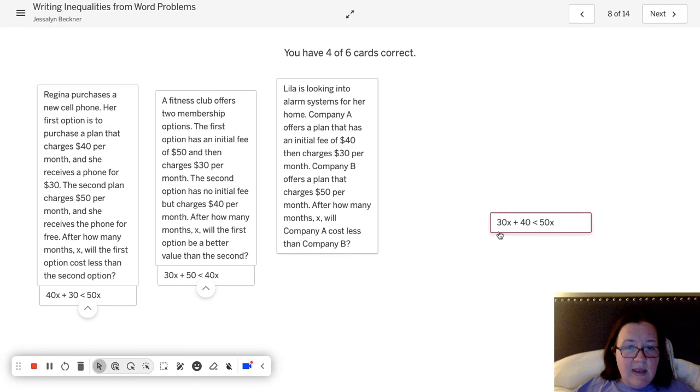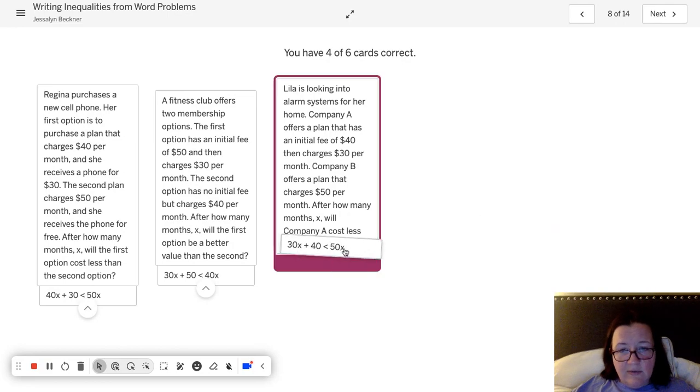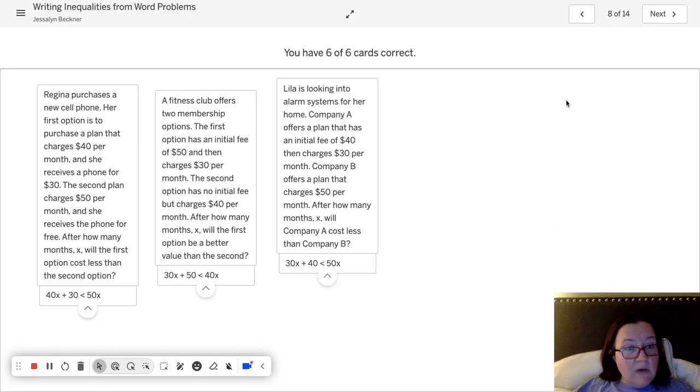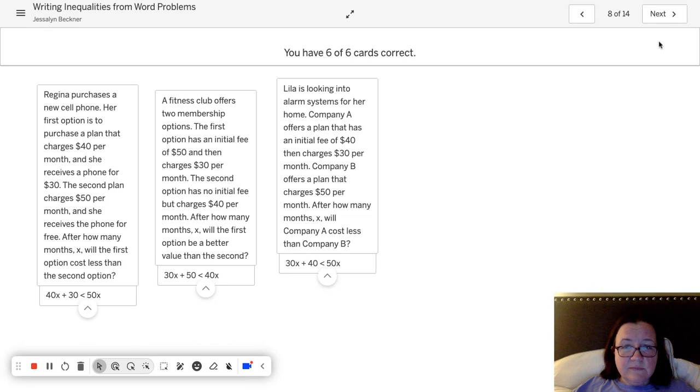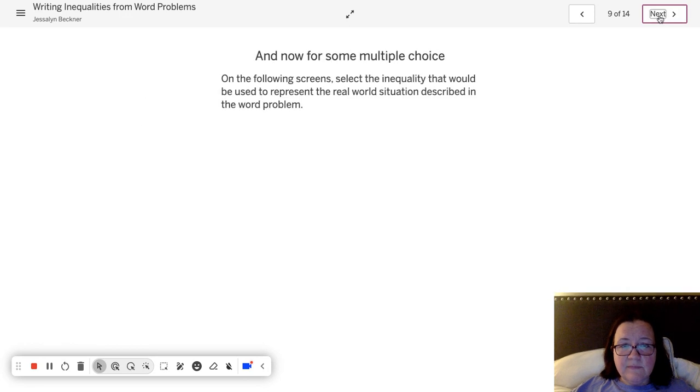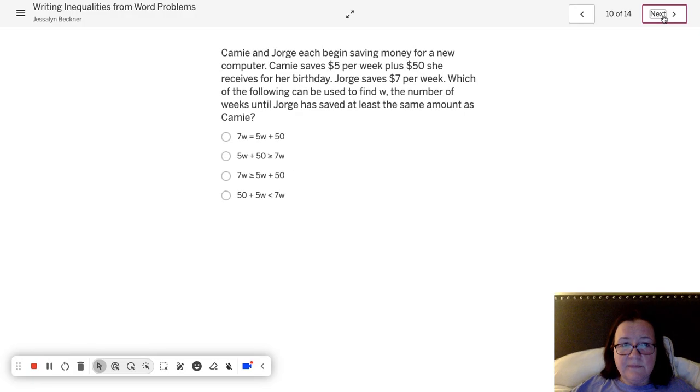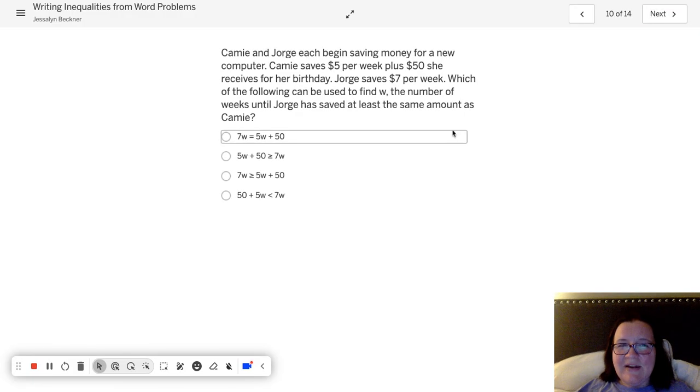Okay, Company A has a flat fee of $40 and then $30 per month. Company B charges $50 per month. So it is this inequality right here. All right, check yours with mine and move on to the next slide. Okay, we're almost there. All right, number 10.